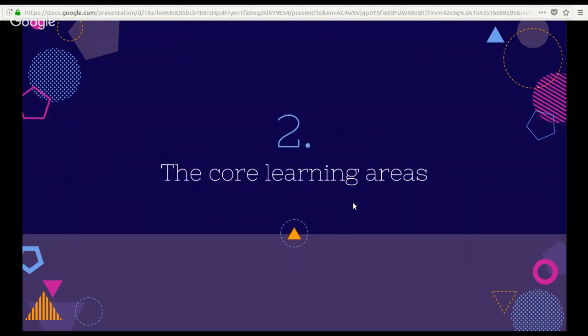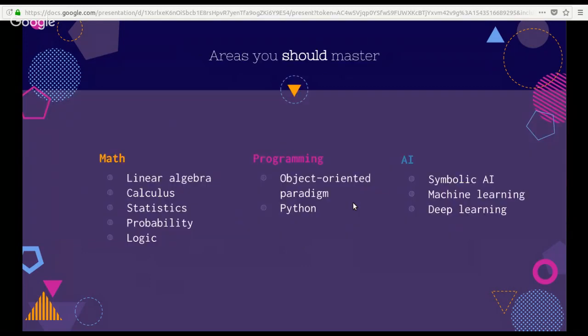Cool. And so now we move on to the second step, which I think is very, very important. The question here is, what are the core learning areas that you should focus on? I feel there are three different areas that are super important to master in artificial intelligence. First of all, you have math. Mathematics is super important to understand how all of these algorithms work. And in the realm of mathematics, you have different branches. You have linear algebra, which is fundamental for everything that involves neural networks and deep learning. Then you have calculus, statistics, probability, and logic.